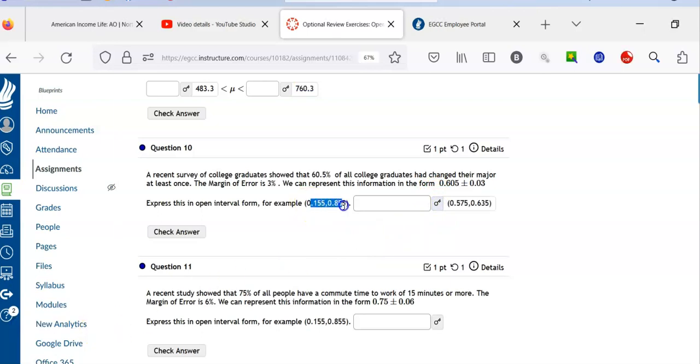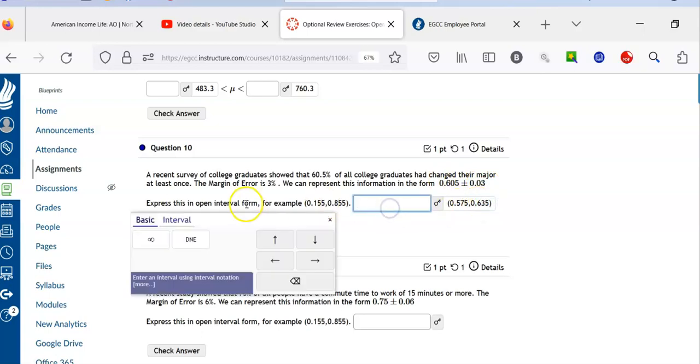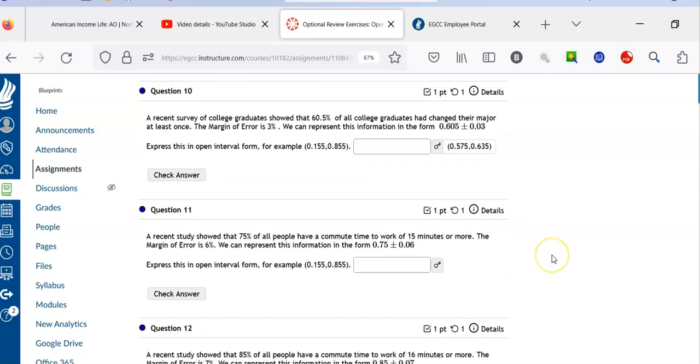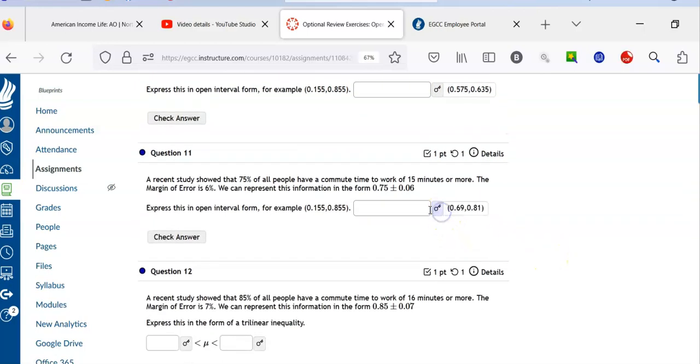This was just an example, so ignore that, except the fact that that's how they want the answer: parenthesis, lower number, comma, upper number, end parenthesis. So if I take 0.605 and I subtract 0.03, I get 0.575. If I take 0.605 and add 0.03, I get 0.635. In interval form, I want a left parenthesis, the lower number, comma, higher number, end parenthesis. You'll be asked to do that in this section.